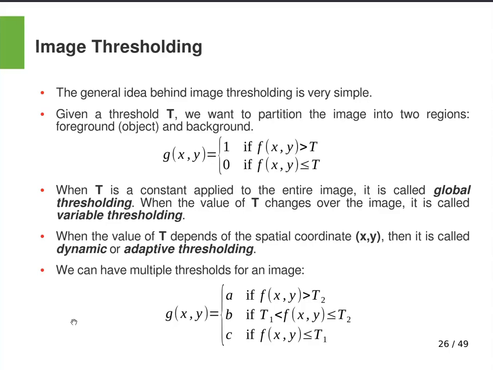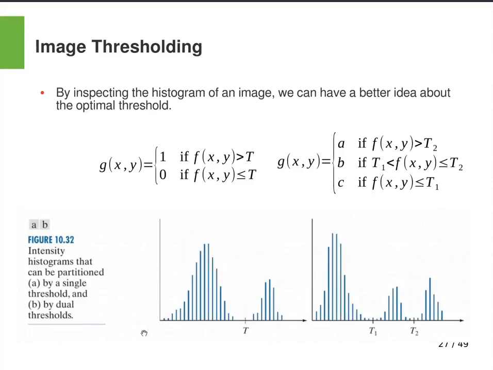So when the value of threshold depends on a spatial coordinate x and y, it is usually called dynamic or adaptive thresholding. So you can have multiple thresholds for an image too. So here is the mathematical representation of thresholding using two thresholds. So we have T1 and T2. So the resulting image, if the original image at any location has a value greater than T2, would have a value of A. If it's between T1 and T2 would have a value of B, and if it's less than T1 would have a value of C. So I will show you more examples of how this thing works.